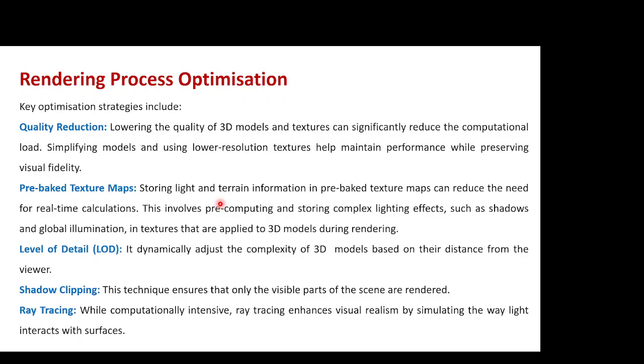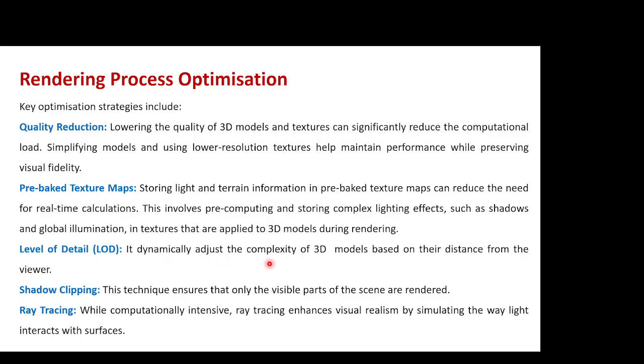Pre-baked texture maps. In this, some pre-processing is already done to reduce the need for real-time calculations. So if the pre-processing is already done, that saves your time basically. You can quickly render that image or graphics. So this involves pre-computing and storing complex lighting effects such as shadows and global illumination in textures that are applied to 3D models.